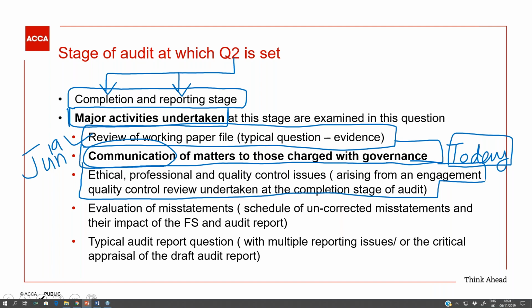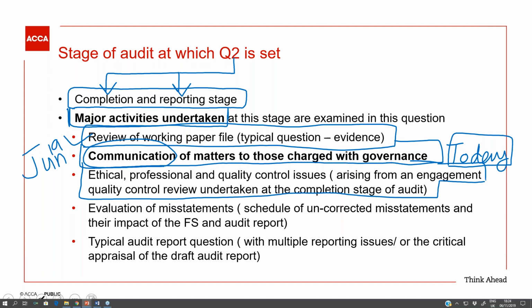So we know there is a typical question which comes at the completion stage of the audit when a quality control review is being performed, and through the review many issues have been identified. The examiner asks you to identify and explain those issues and then recommend a safeguard or an action. So it is a typical question on ethical, professional, and quality control issues identified at the completion stage of the audit. Again, this is a question which I've done so many times in my previous webinars, so you can explore them. I'll be giving you the links of my previous webinars where you can see the demonstration of the answer for ethical, professional, and quality control issues which arise through the engagement quality control review.